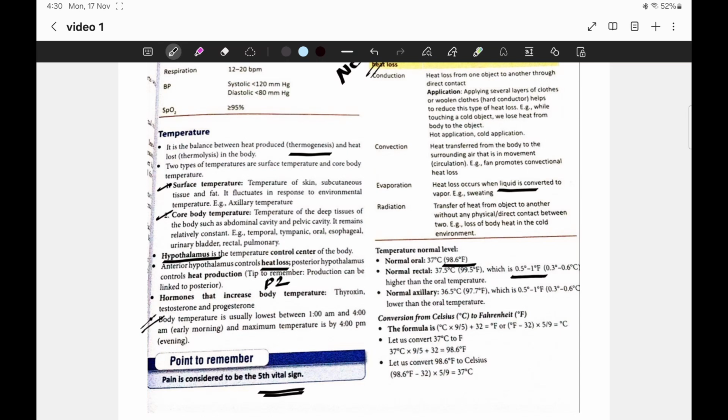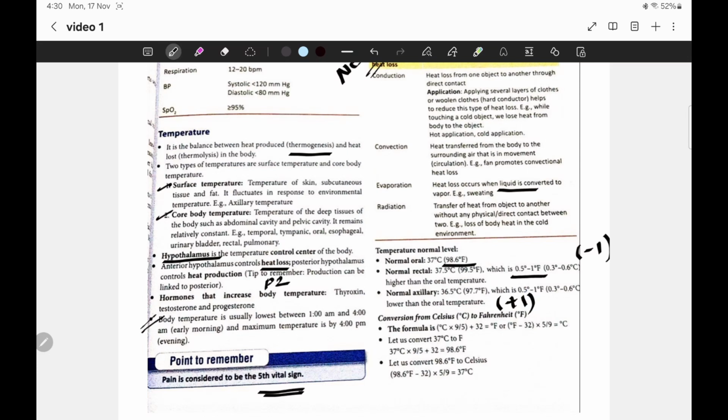And axillary, where there is more sweating, more fluids and more body moisture present, the temperature is 97.17 degree Fahrenheit, lower than the oral temperature. So we always have to keep in mind that rectally we have to always do minus 1 from the temperature we have taken, and axillary we have to always do plus 1 in the temperature that we take.